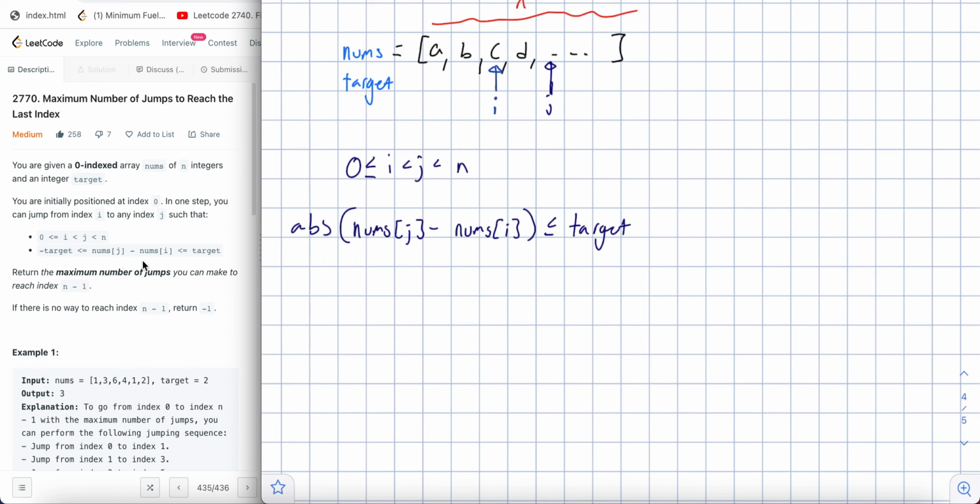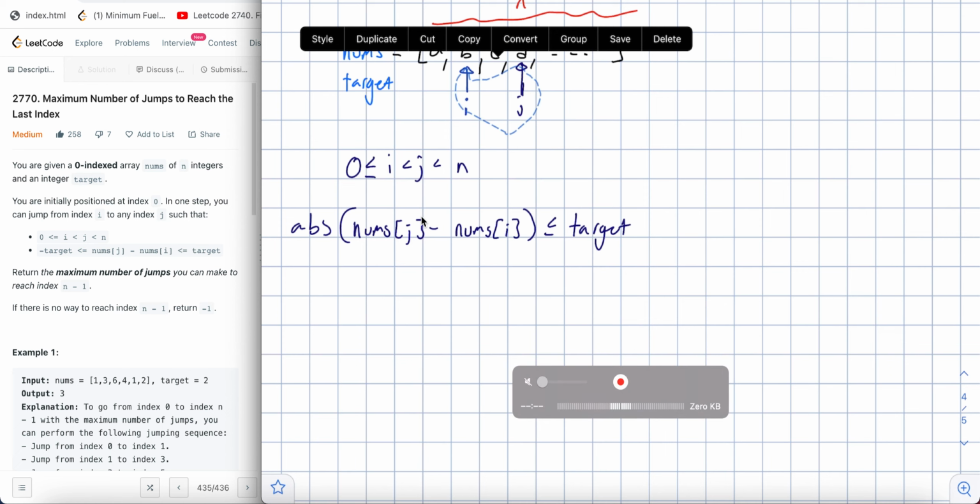Now that might be a little confusing, but let's say I'm at B, right? Let's move these two. If I'm at B and I want to move to D, well, I can only do that if the value of D minus B, the absolute value of that, is less than or equal to target.